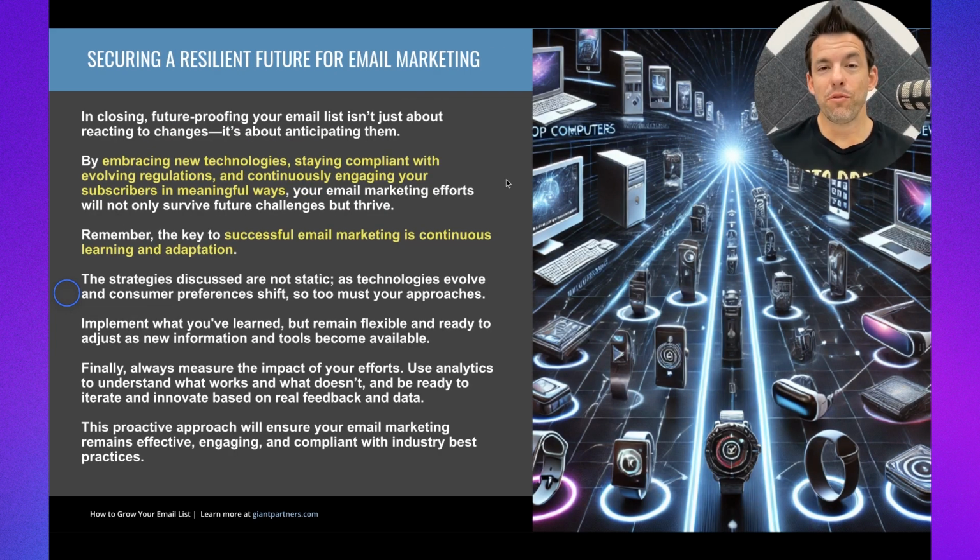So that wraps it up for future-proofing your marketing. But in general, you want to embrace new technologies, you want to stay compliant with evolving regulations, and you want to continuously engage your subscribers in meaningful ways. Successful email marketing is continuous learning and adaptation. So you want to be sure your team is constantly being trained, reading about new features of platforms, and getting in tune with the news, what's out there, and what regulations are going on.